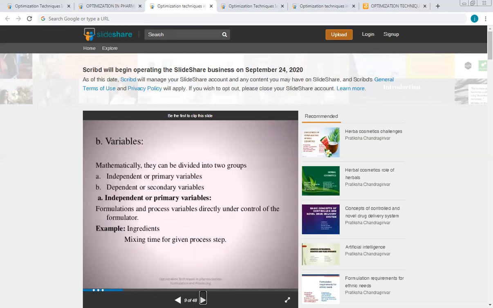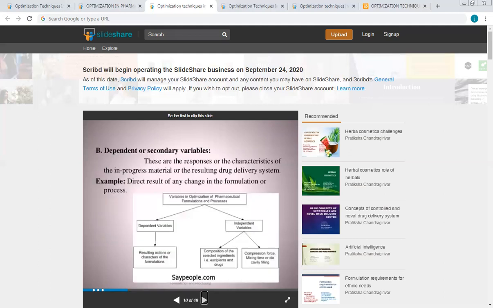So the variables can mathematically be divided into two groups. The first one is independent or primary variables, and the second is dependent or secondary variables. Independent or primary variables are the formulation and process variables directly under the control of the formulator. Examples are ingredients and mixing time for given process steps. Dependent or secondary variables are the responses or the characteristics of the in-progress material or the resulting product.